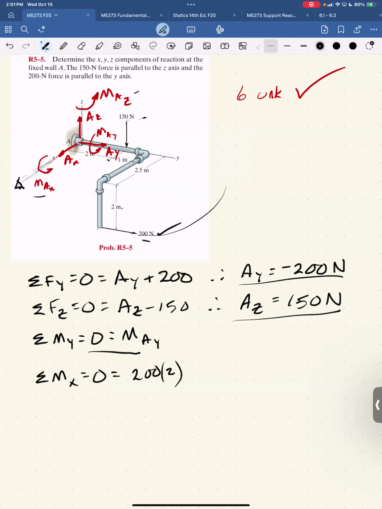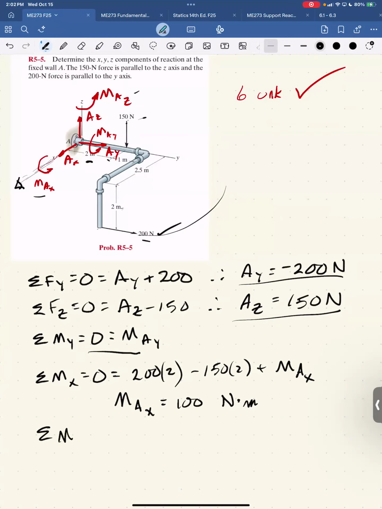The 150 Newton force is 2 meters away from the x-axis. The perpendicular distance is 2, but I'm looking back at the origin, and he wants to go clockwise. So he's negative. So it's minus 150 times 2, plus the reaction moment at A. So the reaction moment at A is 100 Newton meters. Don't forget to put the little dot between the units.